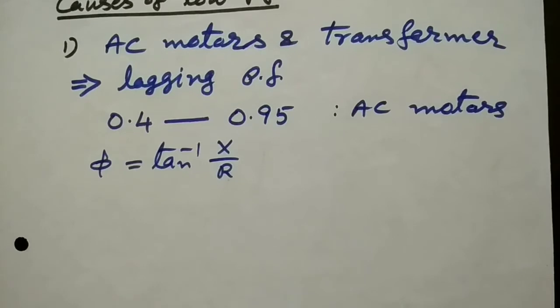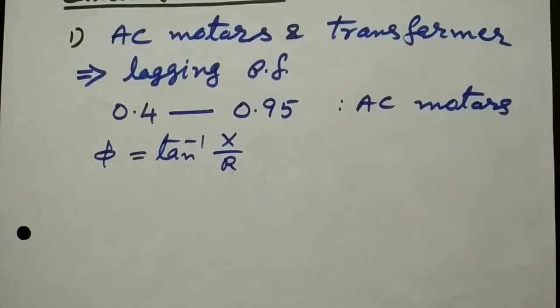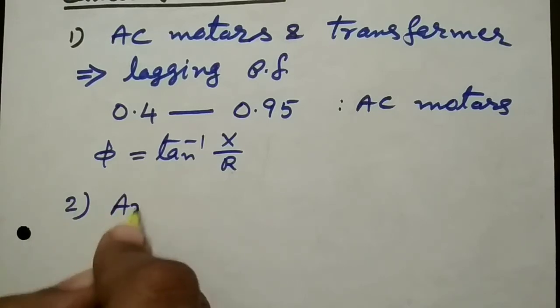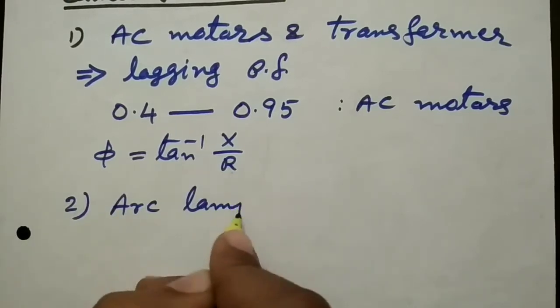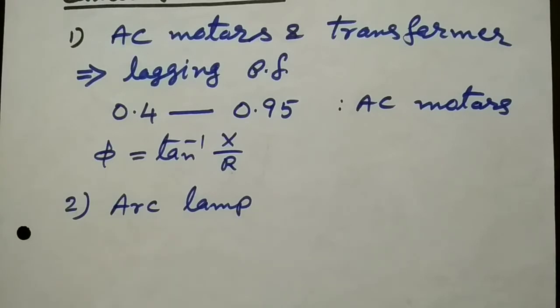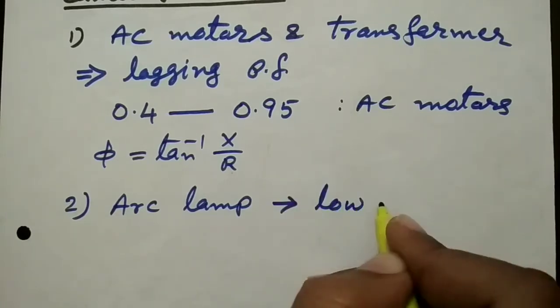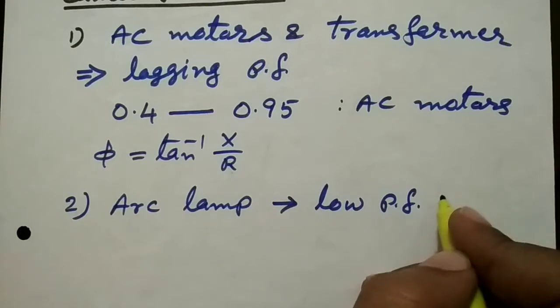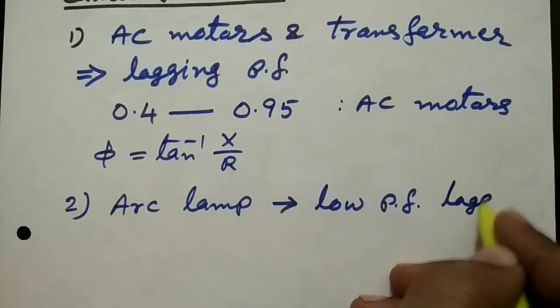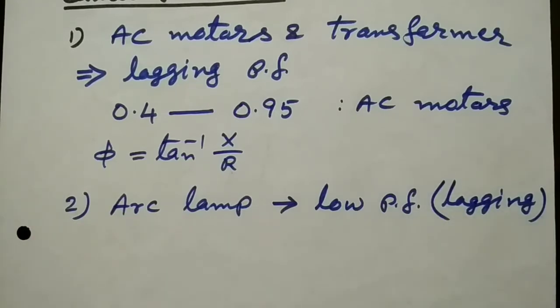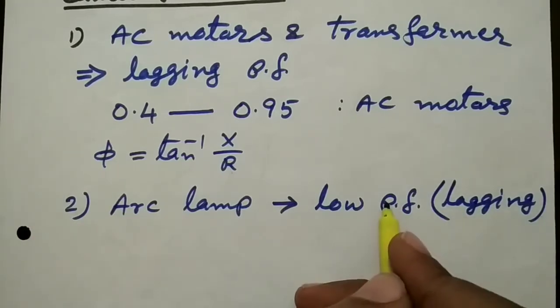The second condition of the low power factor is the arc lamp. It is a special type of lamp used in some specific applications. The arc lamp operates at a very low power factor, and definitely it is also a lagging power factor. Remember, in almost all the cases the power factor is lagging in nature.